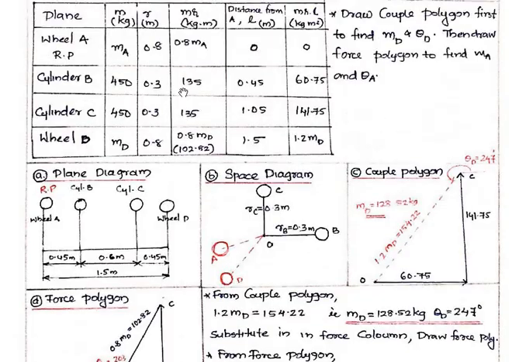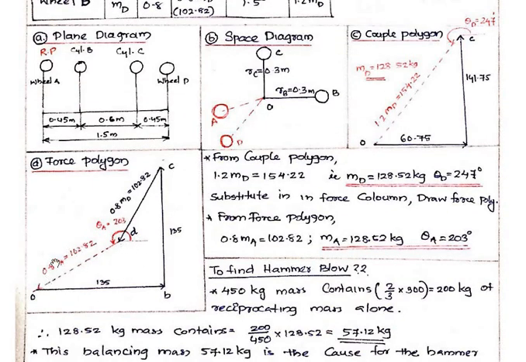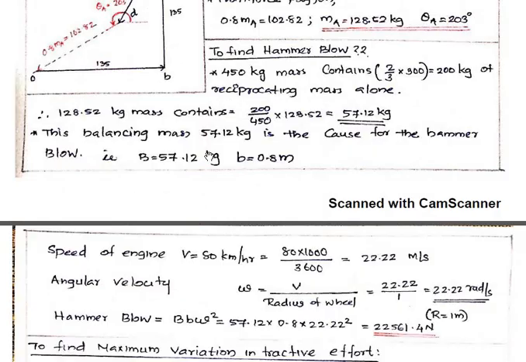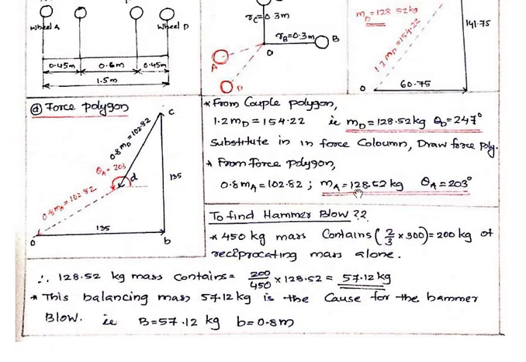The closing side will be 0.8 MA. From your scale you can measure it. That is 0.8 MA is 102.82, and MA you will get again the same value, 128.52 kilogram, but the angle is 203. You can measure the angle from point D, you will get 203. Now we have found the balancing masses MA and MD. Next, in your question, we have to find the value of hammer blow and variation in tractive effort. This is the common procedure up to this point, to find MA and MD, as in the previous problem.